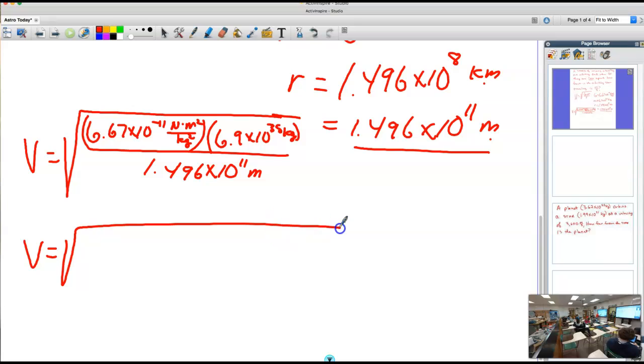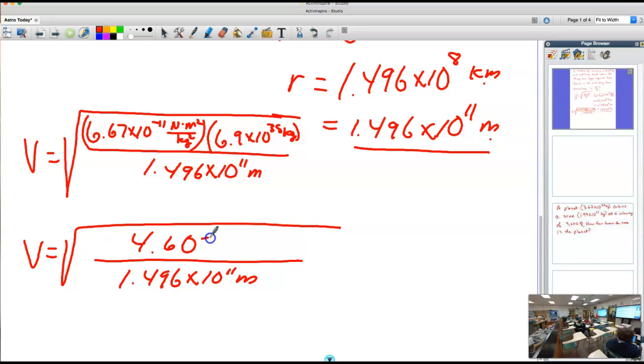So square root, let's do the top first. Somebody got the number for the top? 4.6023 times 10 to the what? 25th. Can everybody confirm? Everybody got that? So we plugged it all in there right. So that answers your question? Yep. Okay then, let's divide it.